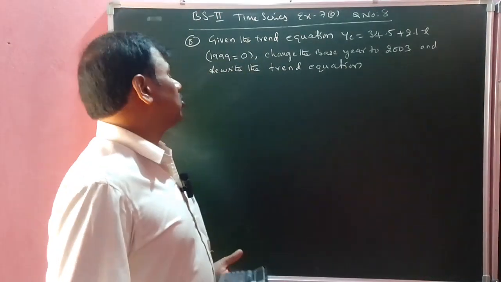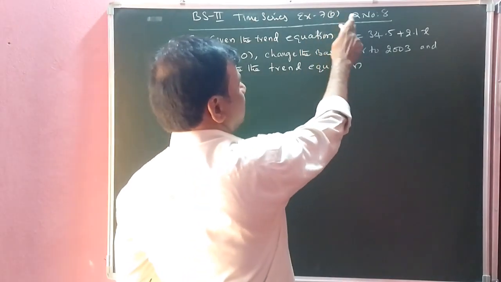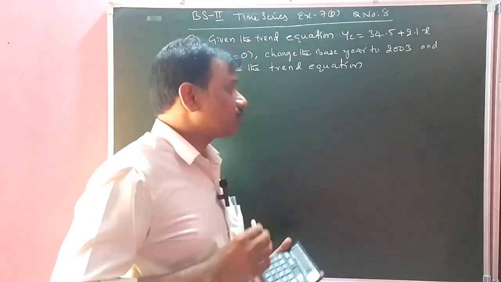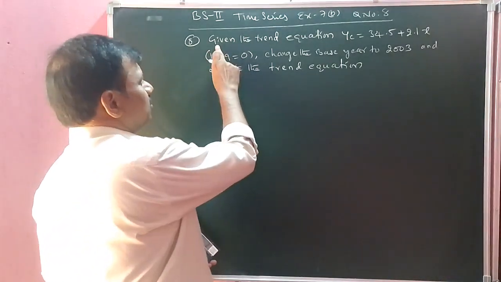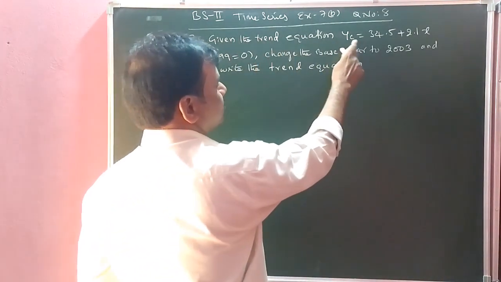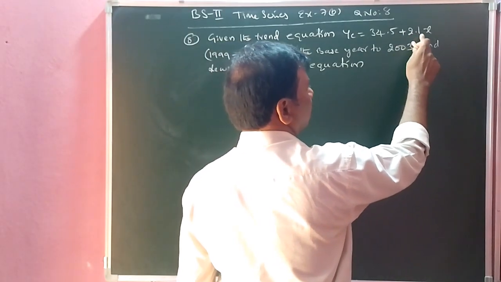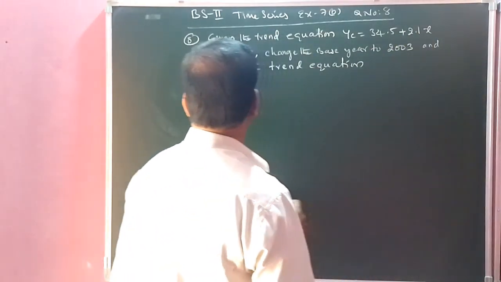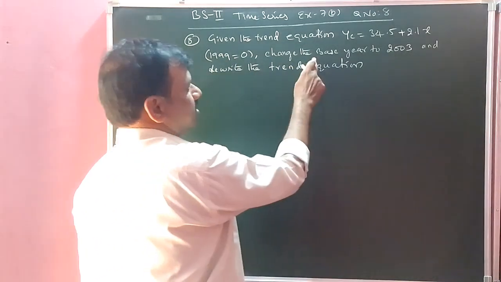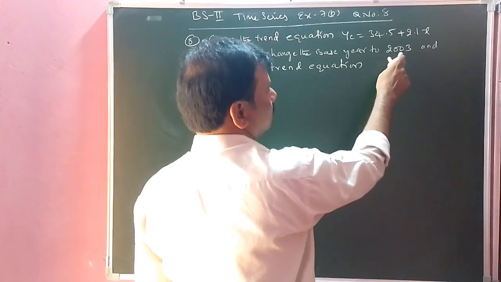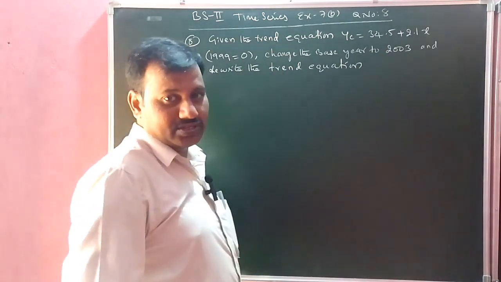Today I am going to solve BS2 time series exercise 7b question number 8. It is a short question. Given the trend equation YC equal to 34.5 plus 2.1x, with 1999 equal to 0, change the base year to 2003 and rewrite the trend equation.